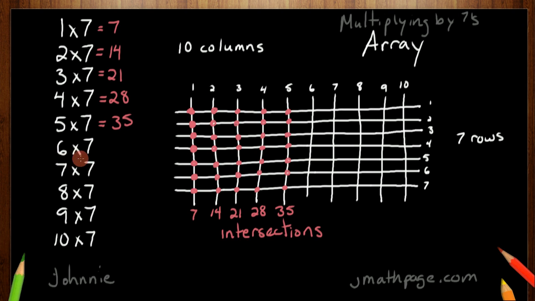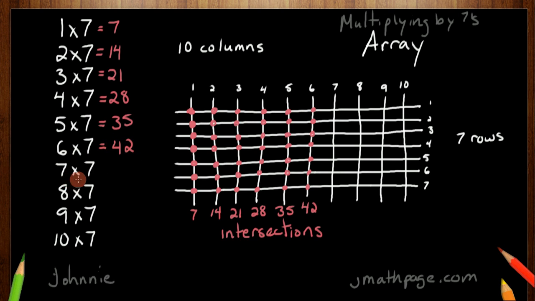What about 6 times 7? 6 columns and 7 rows. Here's the 6th column. Let's continue to add. Here we go. We had 35 intersections before. We're adding 7 more. 35 and 7 more will take us to 42. So we know that 6 times 7, 6 columns, 7 rows, give us 42 intersections.